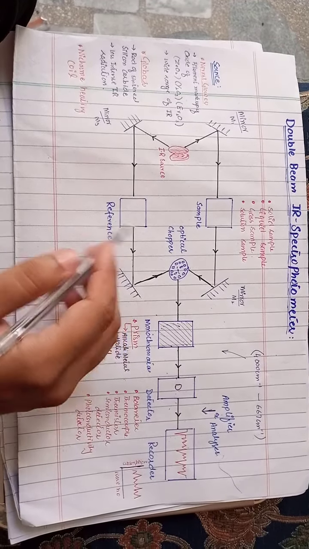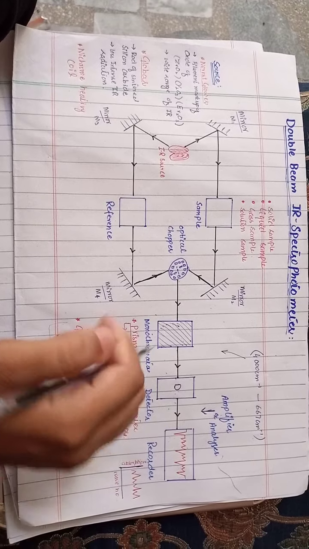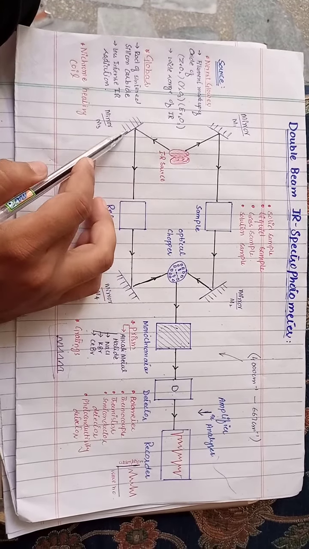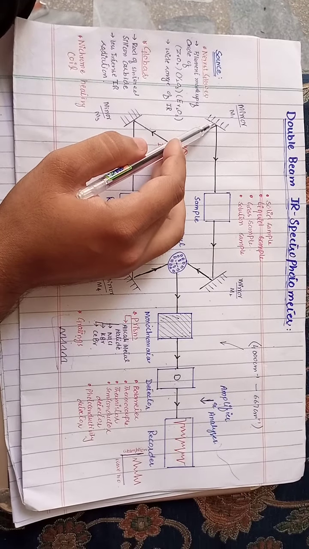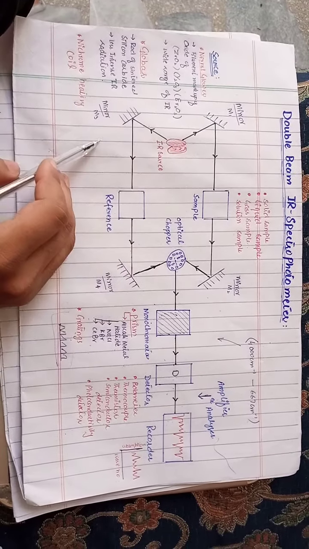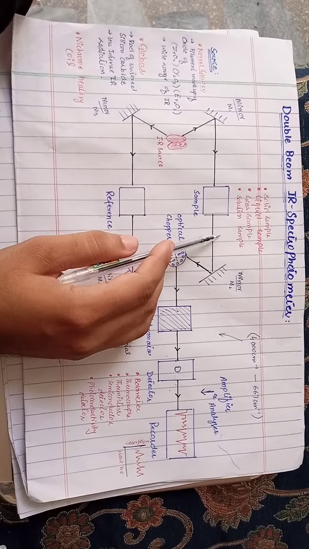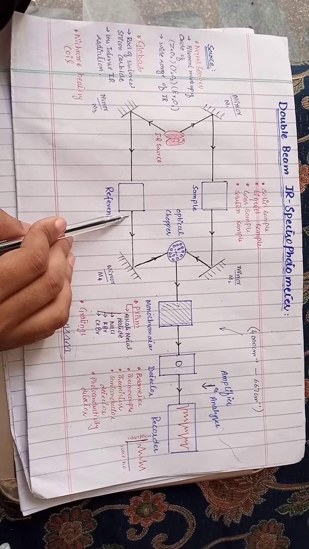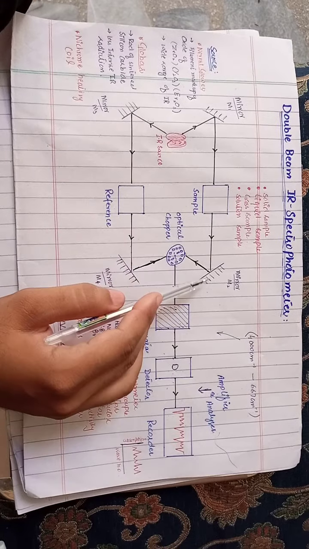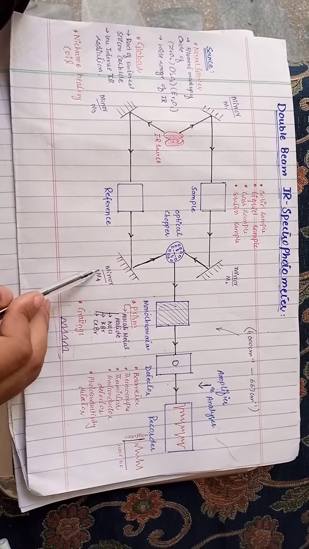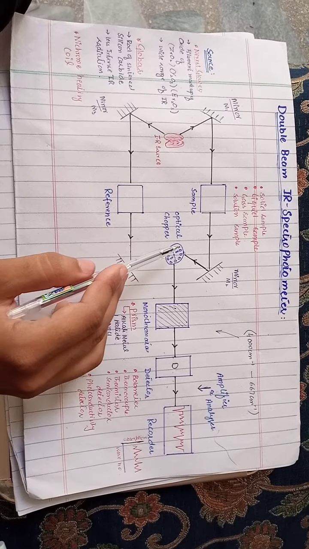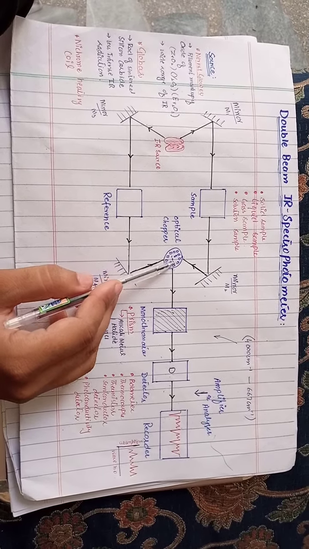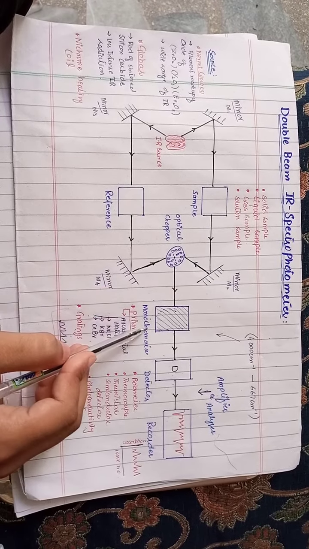So I repeat all of that. When the source of IR radiation emits the IR radiation, it reflects from the two mirrors and passes through the sample, and this beam also passes through the reference. After reflection from M2 and M4, the radiation comes towards the optical chopper. The optical chopper alternately transfers that beam towards the monochromator.